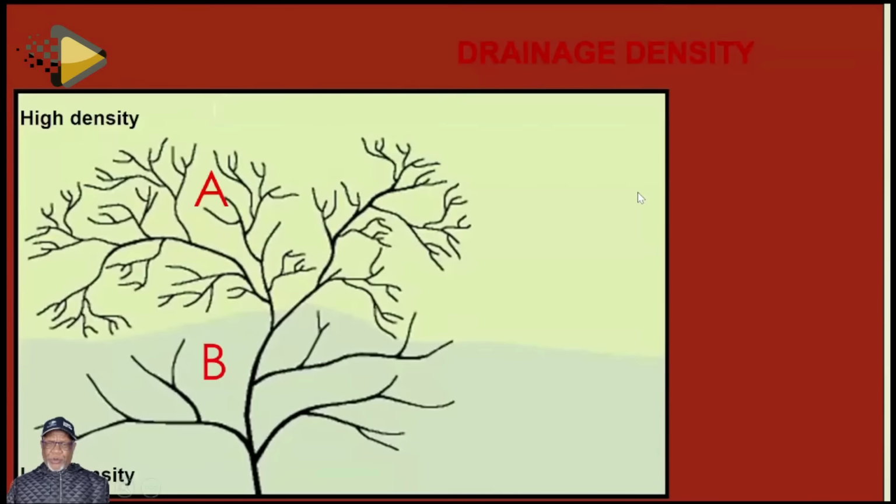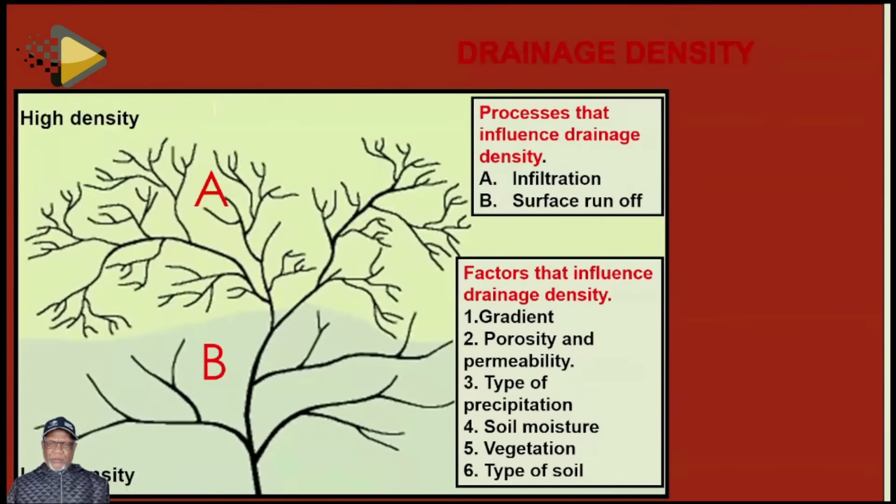So let's come to this page now. What are we looking at here? We're looking at drainage density. As we are looking at drainage density, we must be able to define the concept. Drainage density is the total number of streams of a drainage basin divided by the total area of the drainage basin.